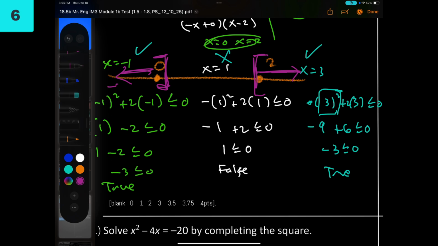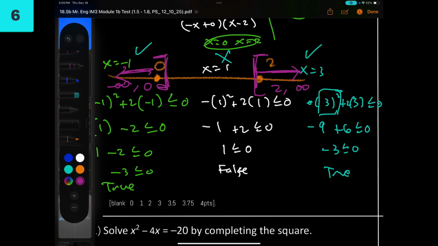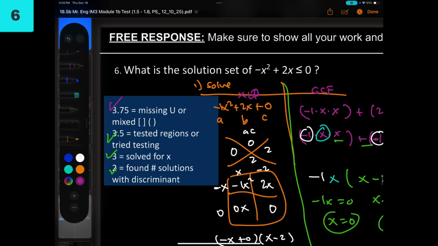So this is -infinity to 0. This is 2 to infinity. So you have -infinity to 0, and then 2 to infinity. And then you just have a U, which means you unite your answers. Okay, so the other partial credit is 3.75 if you missed the U, or if you mixed up your symbols. Why do you put brackets? Brackets is because it has equals. This one would just be less than or greater than.